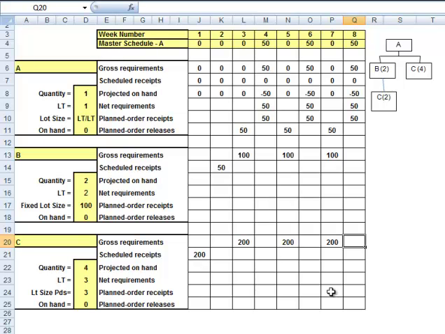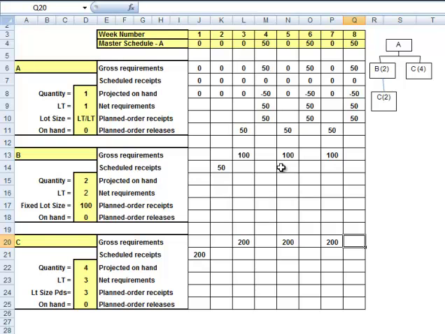Now, since part C occurs on 2 bill of material levels, level 2 and level 3, I must suspend the planning for part number C until I have completed the planning for part number B, because that is going to produce more gross requirements for C, and I have to wait until I know what the total demand is for C before I can finish the planning for it. But I can go back and finish the planning for part B now.